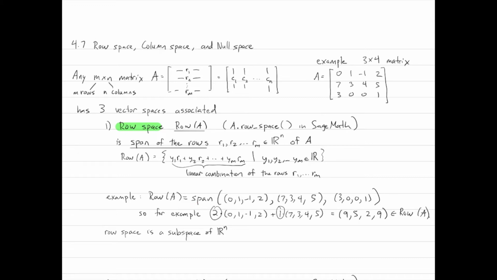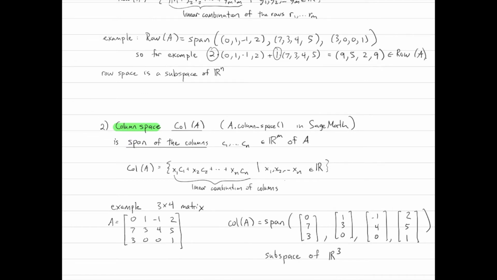So a particular vector that lies in the span is 2 times this first vector plus 1 times this second vector plus 0 times this third vector, so I've left it off. And then we get this vector 9, 5, 2, 9 if I did the arithmetic correctly. And that's a particular vector in the row space of A. So the row space is a subspace of R^n because each row vector has n entries, so lives inside R^n.